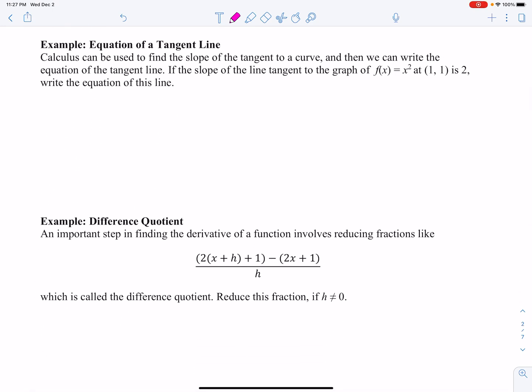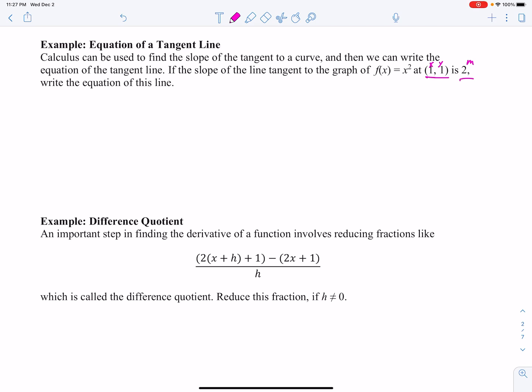All right, calculus can be used to find the slope of a tangent to a curve. We said that before, but it's good to keep hearing it. And then we can write the equation of the tangent line. So they're saying here, the slope of the tangent line to the graph f of x equals x squared at the point 1, 1 is 2. So in other words, 2 is the slope and 1, 1 is an xy coordinate. Write the equation of this line.